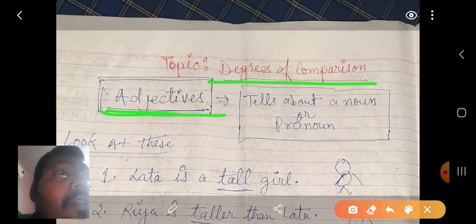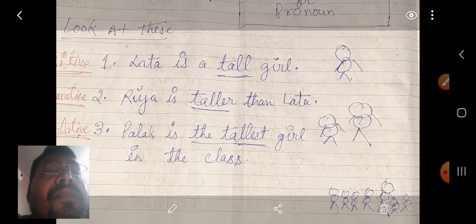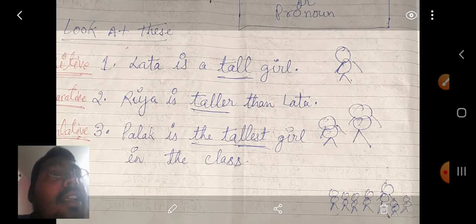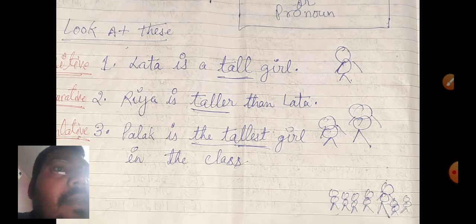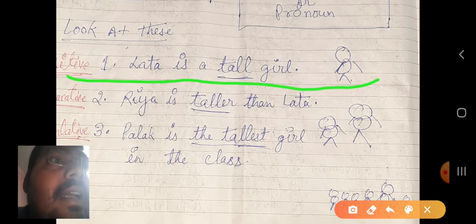Now we have looked at these three sentences. Here you can see Lata is a tall girl. We are talking about only one person, Lata. There is nobody else. When we talk about only one person, it becomes the positive degree. We use only the positive degree.